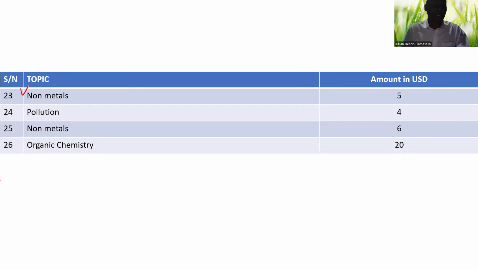non-metals, pollution, non-metals, as well as organic chemistry. And you can see each of them here has got the cost per chapter.